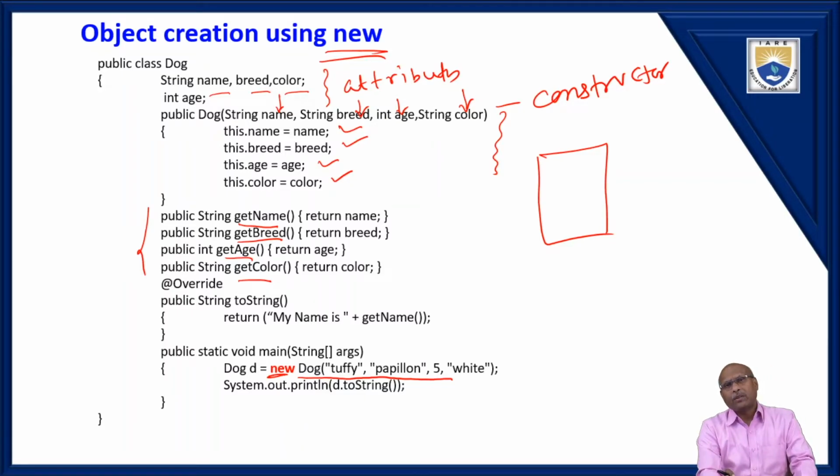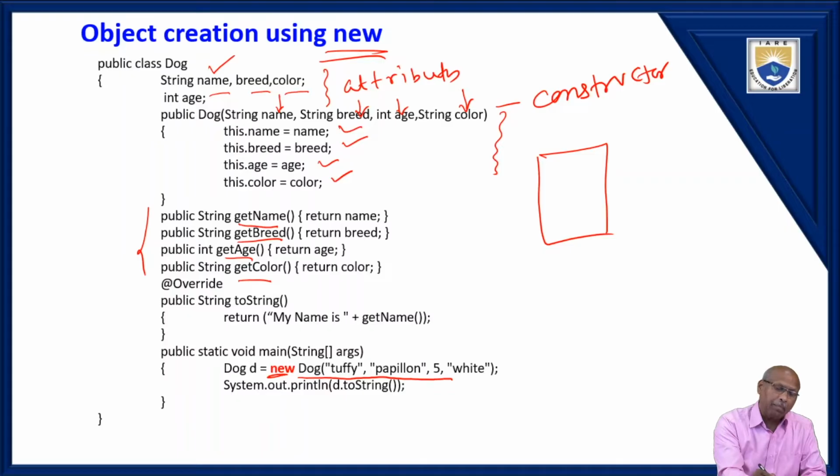Those are general methods. Whenever you are writing a class, you can write setter and getter methods for every attribute. If there is an attribute called name, then you should write getName, and at the same time, setName also. Similarly, if there is an attribute called breed, you can write getBreed as well as setBreed. Similarly for color, getColor and setColor. These are the general methods we used to write in object-oriented programs. Getter method will allow you to get the data. Setter method will allow you to set the data.